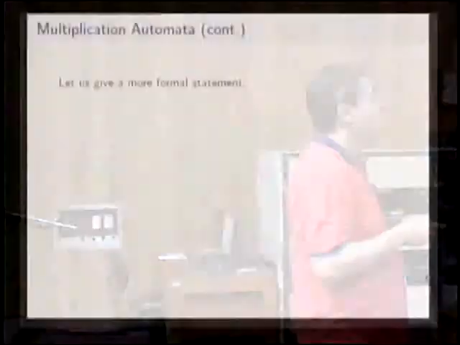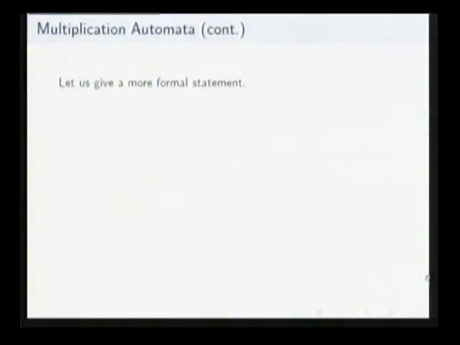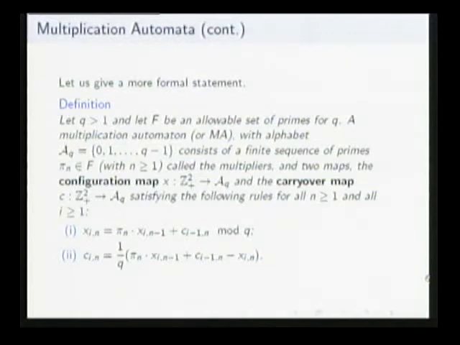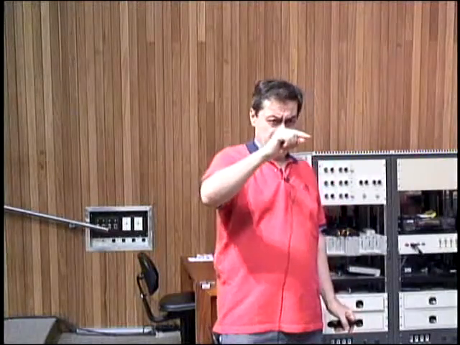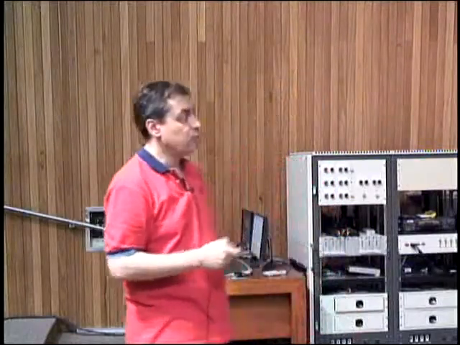Okay, so here's the formal statement of what a multiplication automaton is. A multiplication automaton is just a configuration, an array of numbers with two maps. There's a configuration map, telling you that it's a configuration on this quadrant in the lattice Z2. And there is also the carryover map, because the way you go from one line to the next is by multiplication by these multipliers. But you have to remember that there's always a carryover effect. So there's also a carryover map.